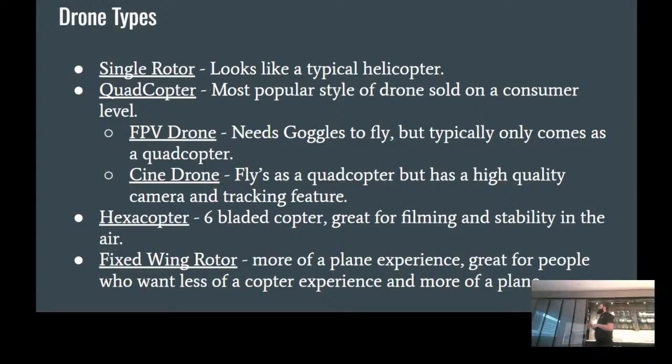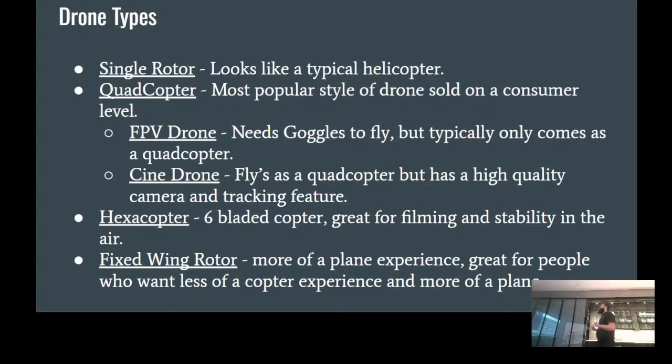Your quadcopter is your most popular style of drone sold on a consumer level. And there's two different versions of this one. There's the FPV drone, which needs goggles to fly, but typically will only come as a quadcopter. And then there's Cine drones, which are very similar. They fly as a quadcopter, but they have a high quality camera and tracking feature. If you're someone who's getting into video and you're doing more and more professional based work on a lower scale, Cine drone is probably what you're going to be looking at.